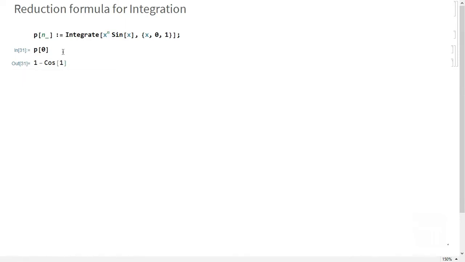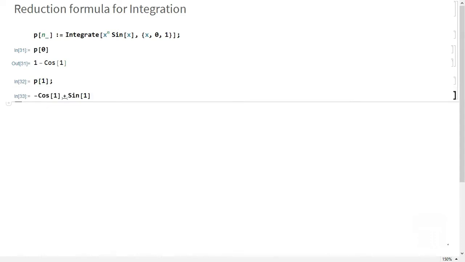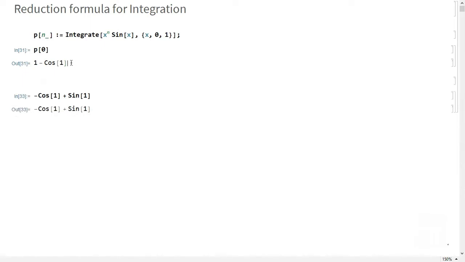Alright, so now I want to see whether it will work for p of 1 as well. It should. Assuming, and show output. So these are my outputs. Okay, so far so good. So let's see whether we can use these things to actually evaluate what we want to evaluate.